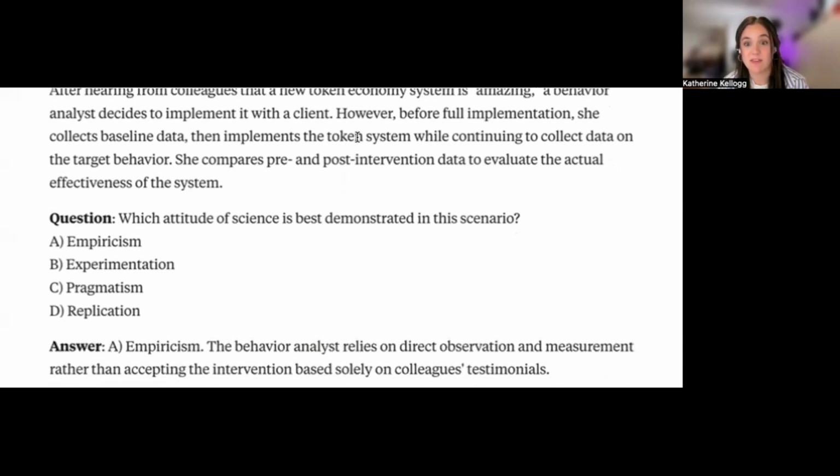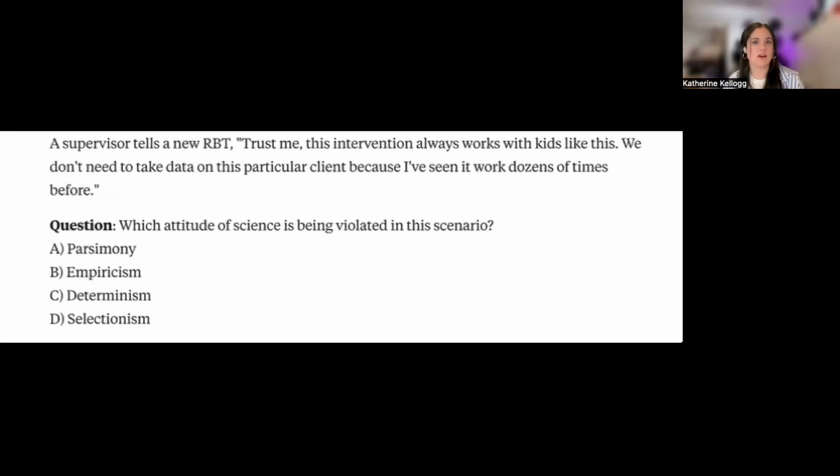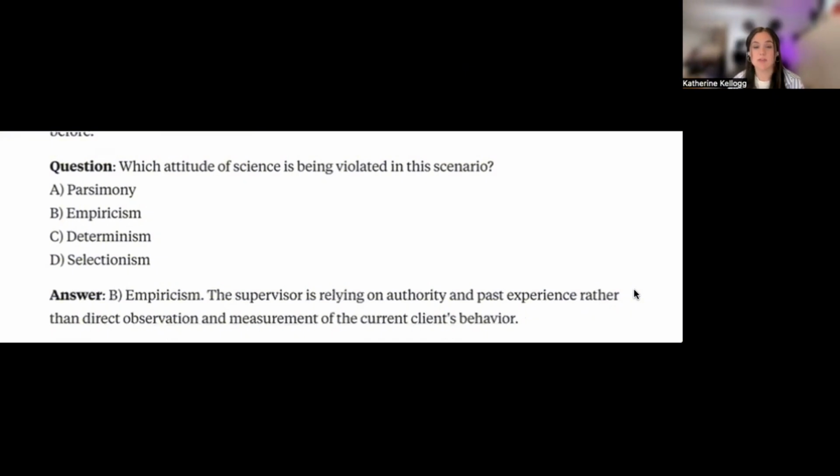Empiricism is shown here. The behavior analyst does rely on direct observation and measurement rather than accepting the intervention based on clients' or colleagues' testimonials. A supervisor tells a new RBT, trust me, this intervention always works with the kids like this. We don't need to take data on this client because I've seen it work a dozen times. Which attitude of science is being violated in this scenario? Empiricism. The supervisor should be using data and direct observation on the current client.